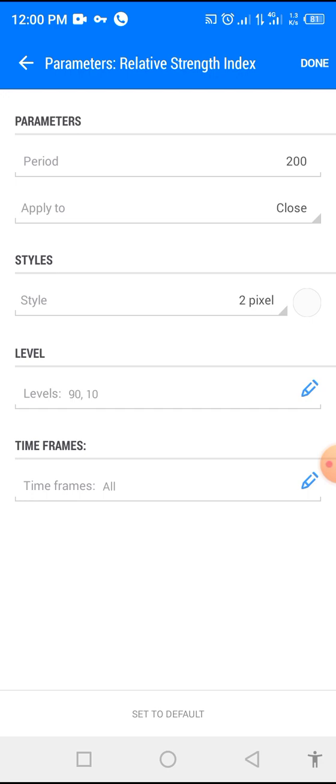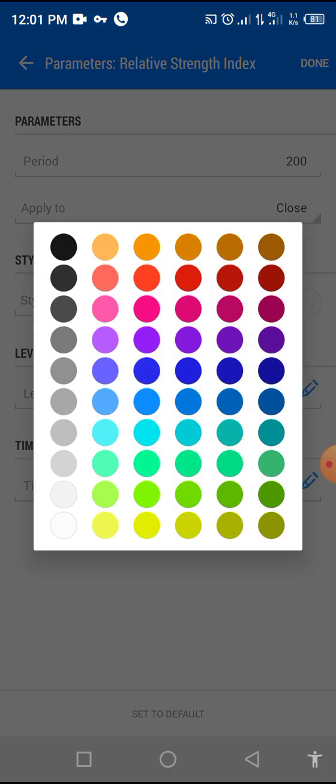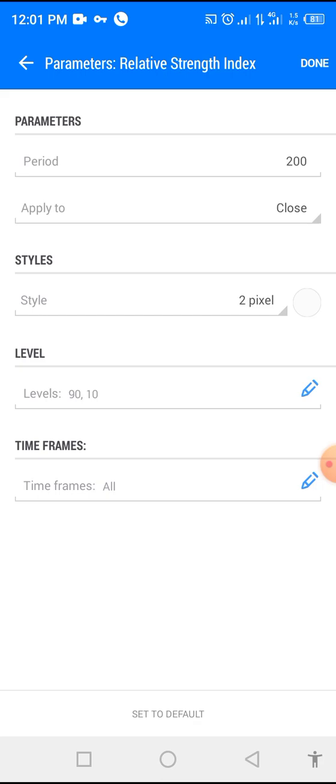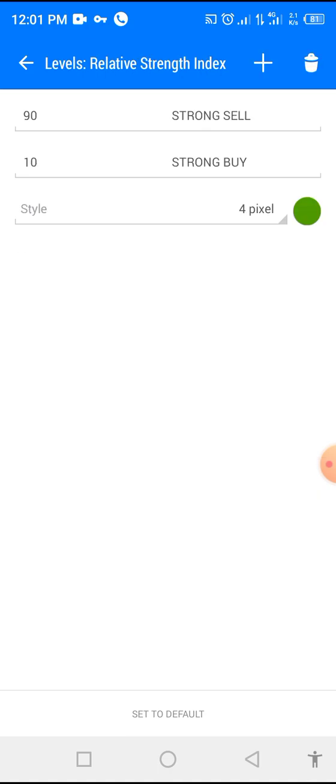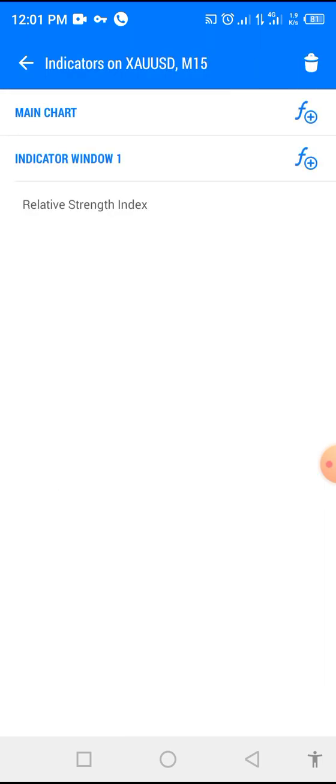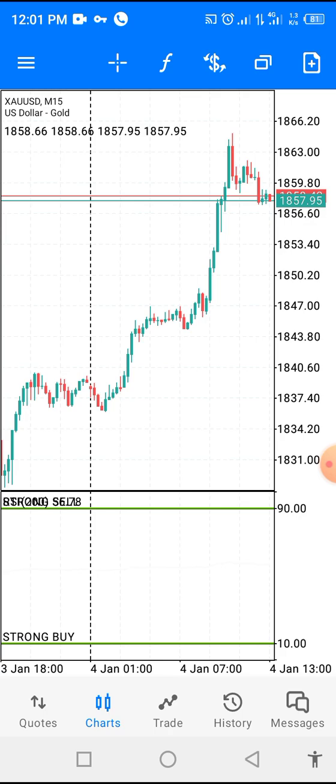The period is 200. Apply to close. The style could be 2 pesos or any peso of your choice. And always remember, the color is white, or the color should be the same color as your background. For this one, my background is white, so the color is white. And the levels are 90 and 10. Then you click done. As you can see, this is the RSI.